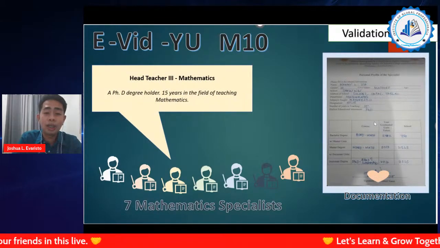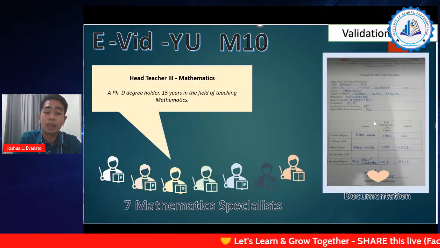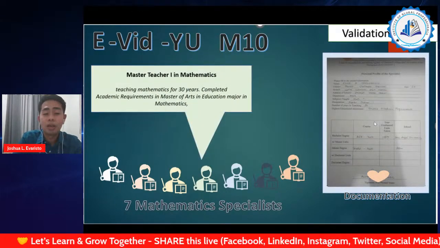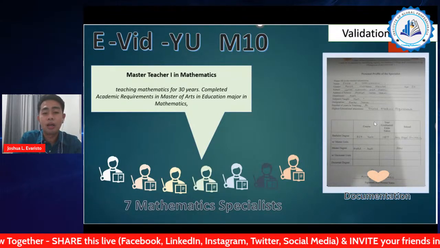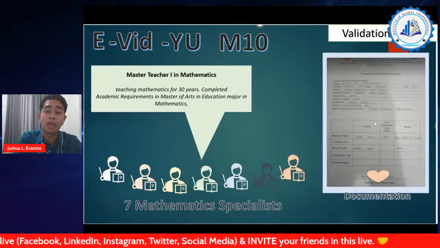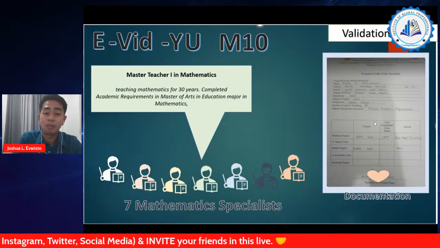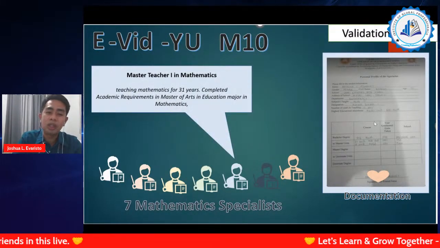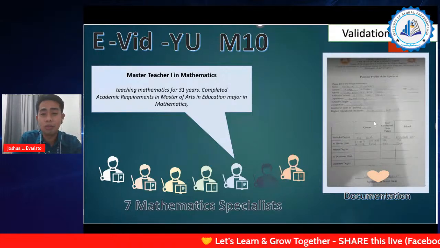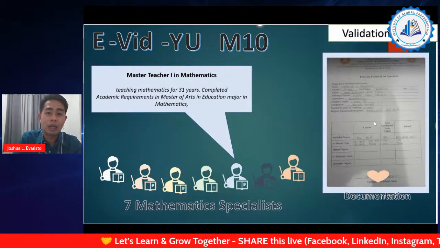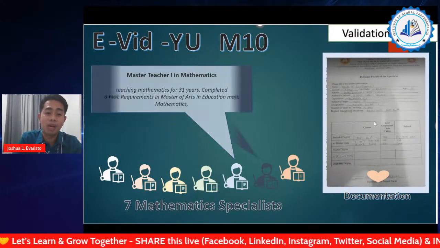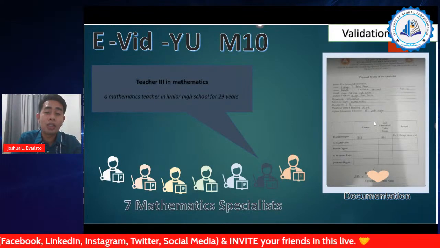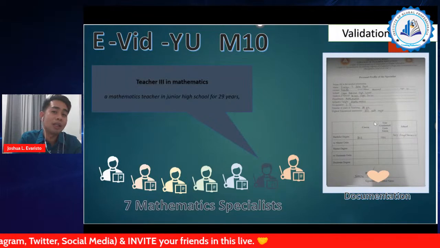Another is a head teacher 3 in mathematics, who is also a PhD degree holder, with 15 years in the field of teaching mathematics. A master teacher 1 completed her academic requirements in Master of Arts in Education in Mathematics, teaching mathematics for 30 years. Another master teacher 1 in math, teaching mathematics for 31 years, completed her academic requirements in MAED mathematics. A teacher 3 in mathematics has been teaching junior high school, specifically grade 10, for 29 years.